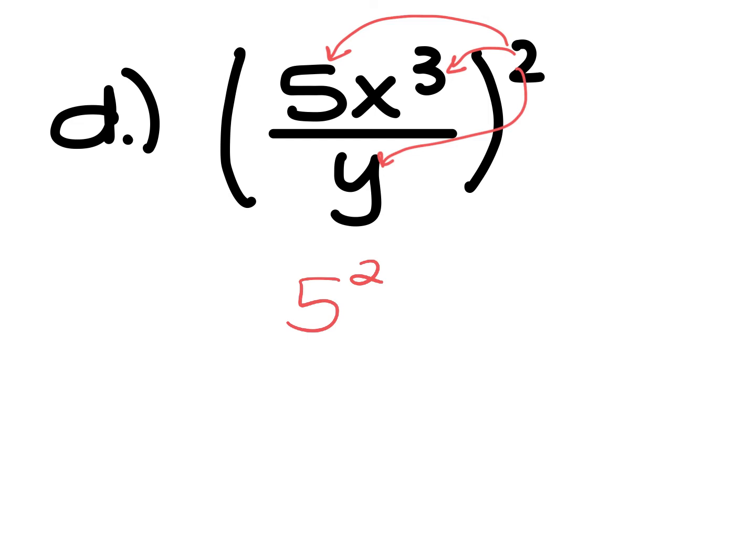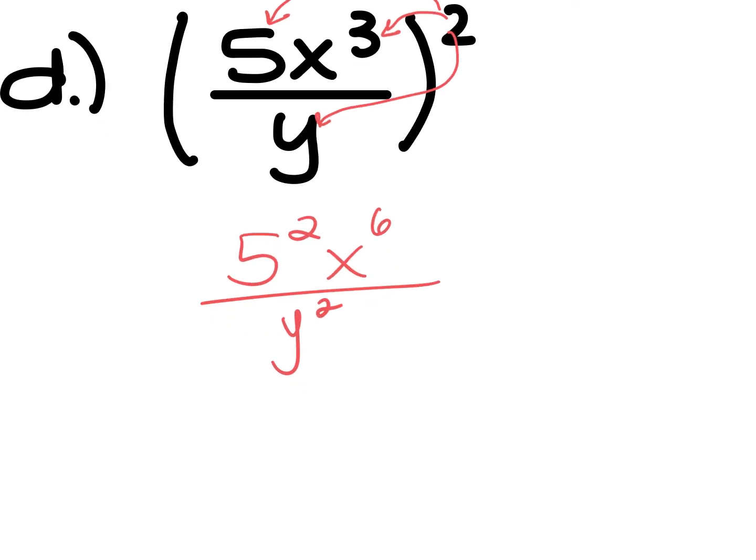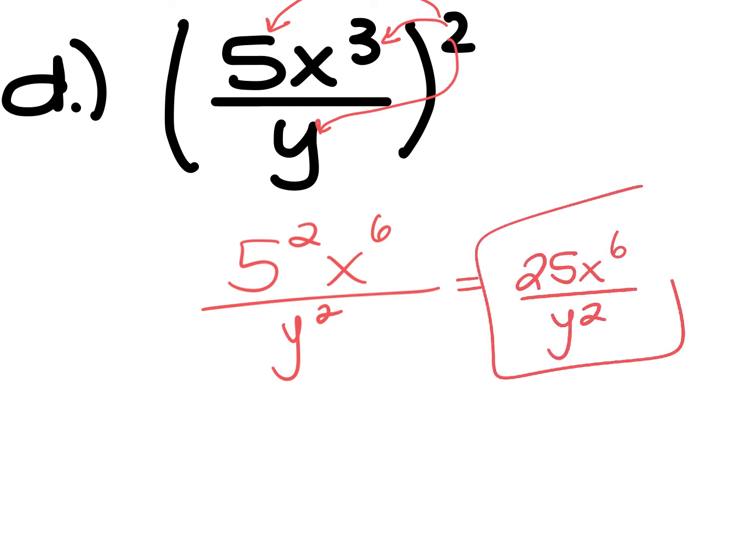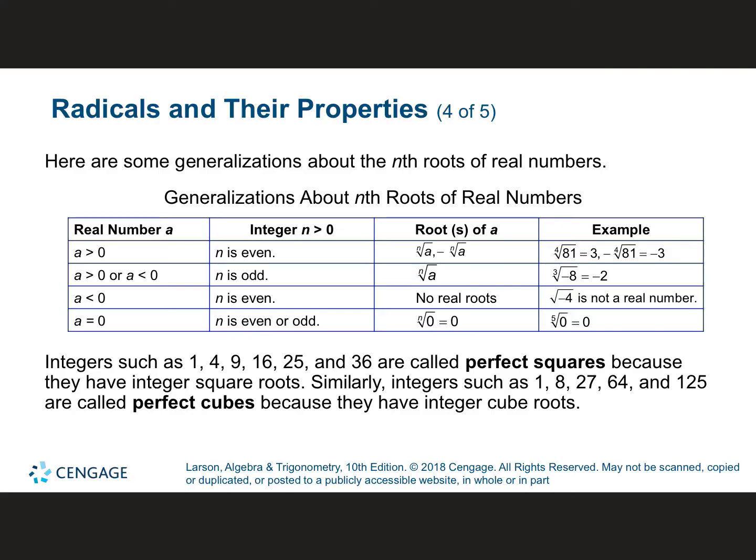5 squared. X to the 6th. Perfect. Y to the 2nd. And there's only one little thing we can simplify, and it's 5 squared is 25, good. X to the 6th, Y to the 2nd. Very good. Questions?